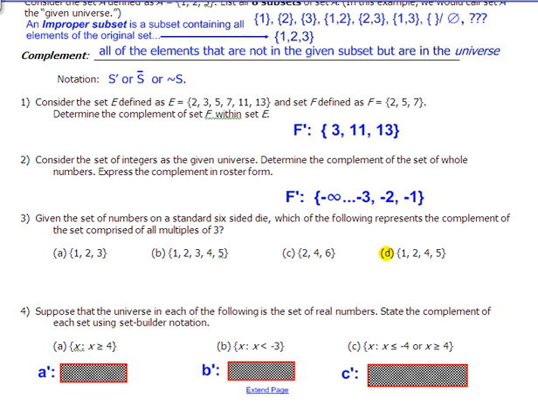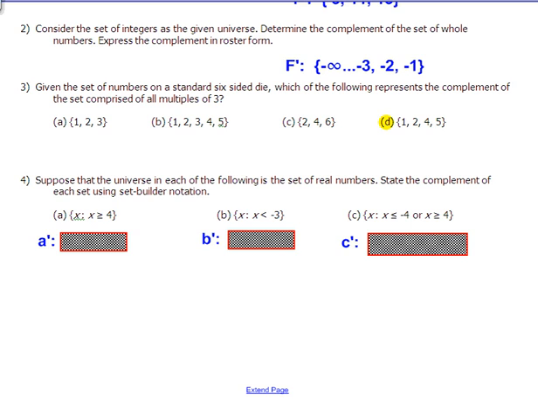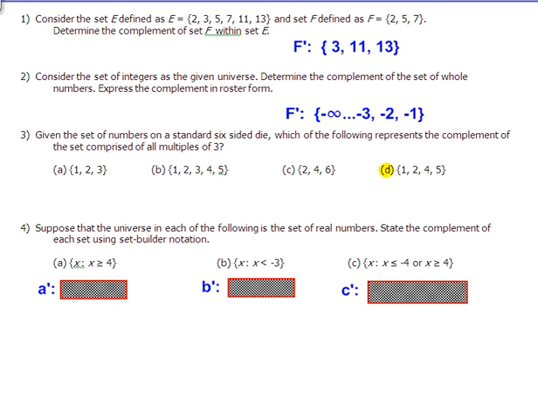Example 4, and here I'd like you to read it and try to think on your own of how you're going to write these before you come back and get the answers. So you should pause here and think about if you knew how to write this. Suppose the universe in each of the following is a set of reals. State the complement of each set that's given using set builder notation. Set builder notation is what you see in front of you. So you're going to write something similar to that notation. Why don't you pause here and try to think about that.